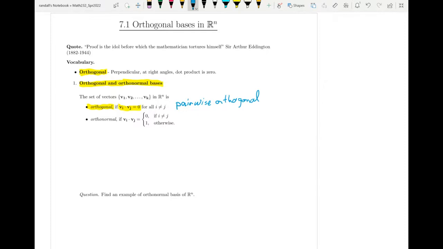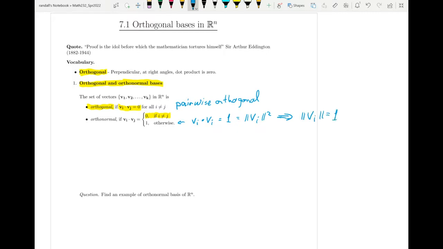And an orthonormal basis is, in addition to that, which is here. So this is the dot product being zero for i not equal to j. When i is equal to j, we have it equal to 1. So this says that vi dot vi equals 1, but vi dot vi, as we know, is the norm of vi squared. And if that equals 1, then the norm is 1, okay? Since the norm is positive. So the norm of vi equals 1.